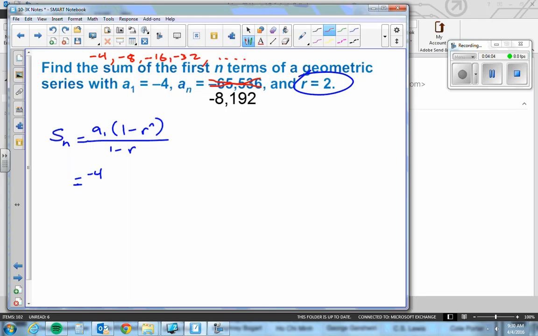And eventually you'll get to that last term they gave you. Okay? I'm just saying, that's what we're dealing with. Come back here. We know r is 2, so put a 2 there. And it's 1 minus 2 in the denominator. The problem is we don't know n.